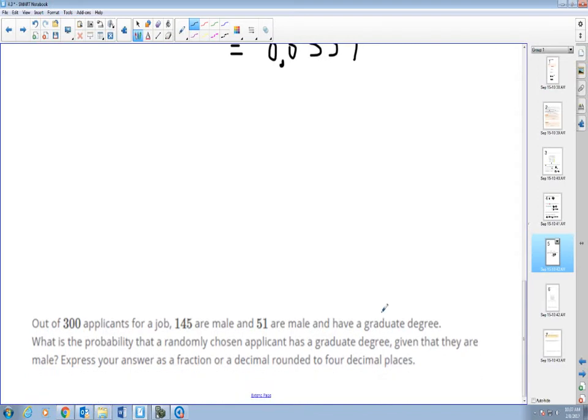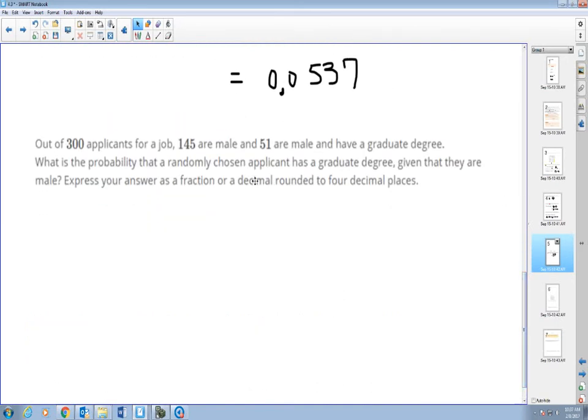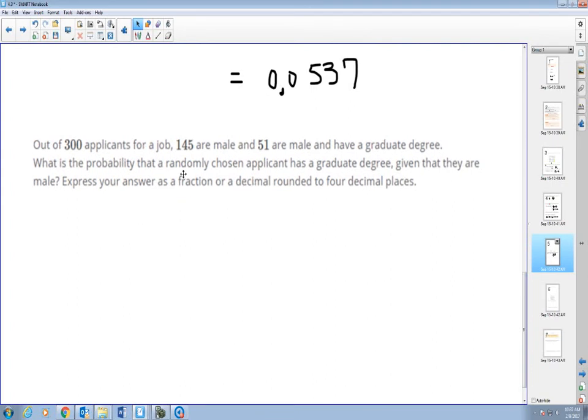All right. This is a very interesting problem. We're going to approach this same problem like we did before with the marbles, green and white, and large and small, from the previous lecture video. So out of 300 applicants for a job, 145 are male, and 51 are male and have a graduate degree. What's the probability that a randomly chosen applicant has a graduate degree given that they are male?